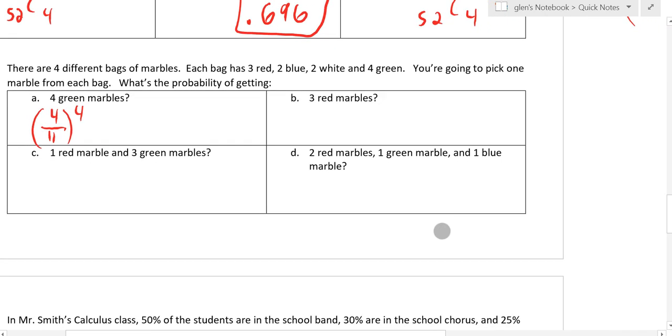3 red marbles, however, is 3 out of 11 to the 3rd, right? 3 out of 11 times 3 out of 11 times 3 out of 11 times, one of them's not red, 8 out of 11.